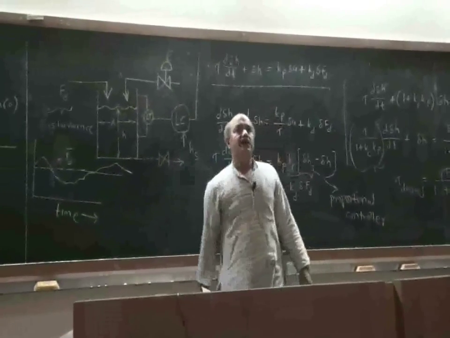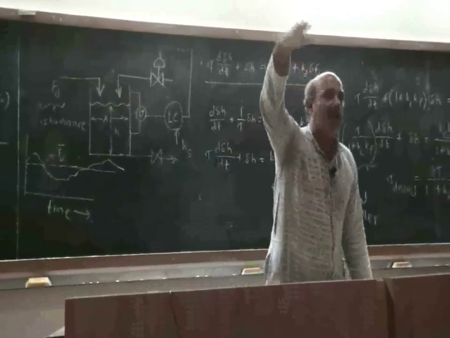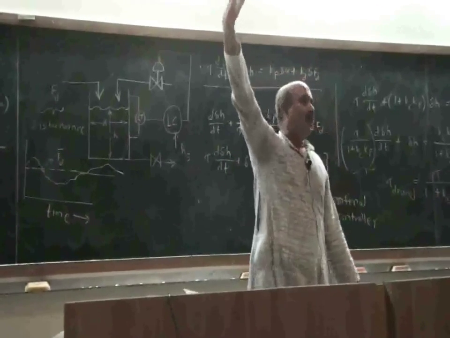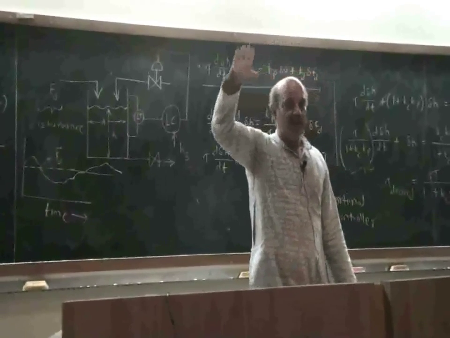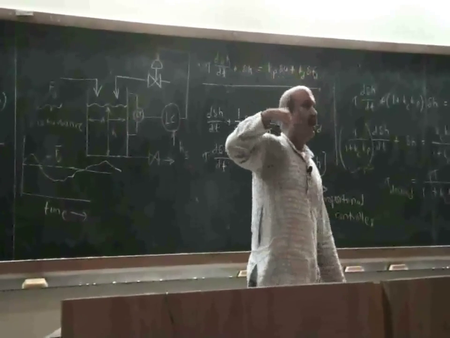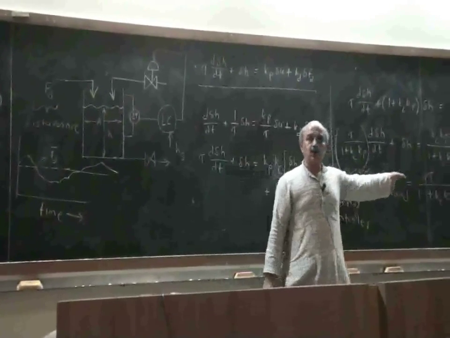If I put an autopilot on the aircraft, it should fly at a desired height. Okay? It should not go off, should not go to infinity, it should not, of course, go down. Okay? It should maintain the level. That's what I want. Okay? So how I choose the controller is what decides how the closed loop dynamics is.